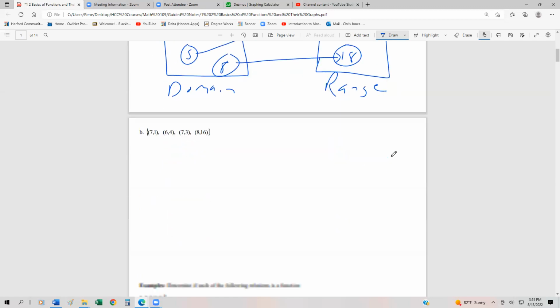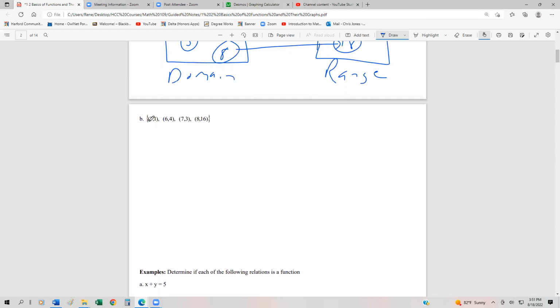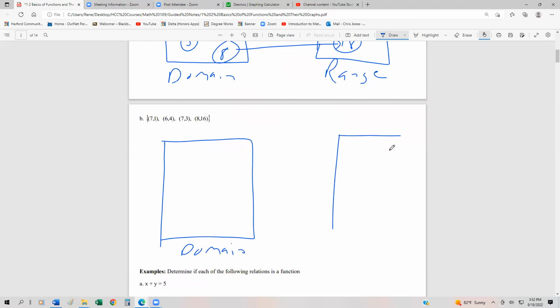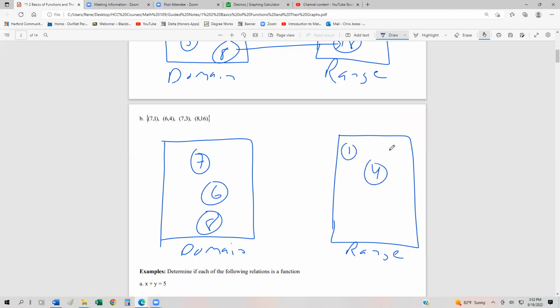But let's take a look at a second example. So we have (7, 1), (6, 4), (7, 3), and (8, 16). Once again, we can just draw our domain and our range. So this is our domain, and this is our range. And we're just going to fill in the values. So we have a 7, we have a 6, and we have an 8. We don't duplicate values. For the range, we have a 1, we have a 4, we have a 3, and we have a 16.